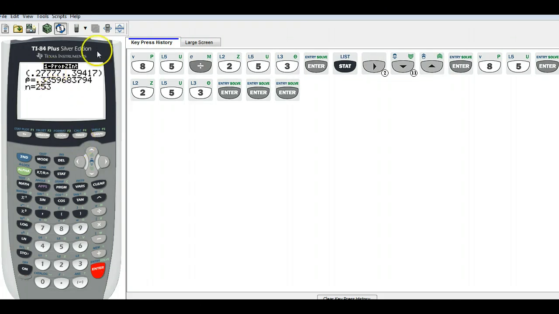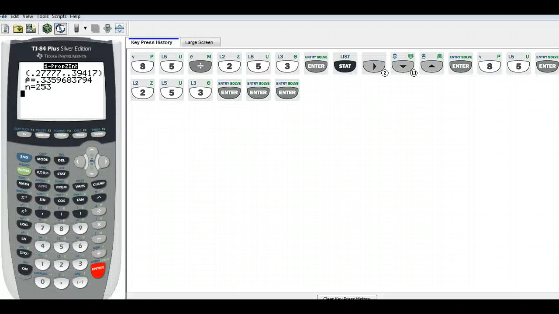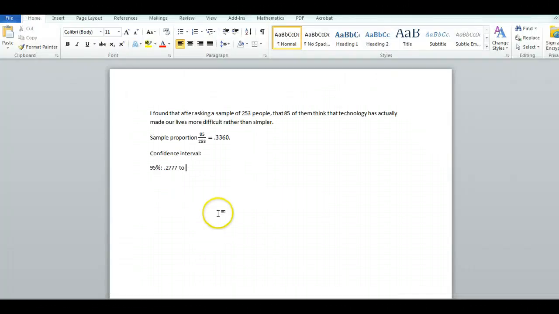And you can see we're getting 0.2777 to 0.3942.